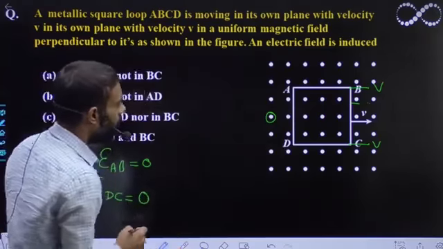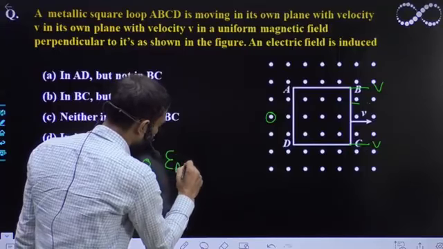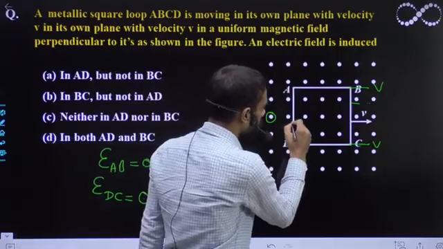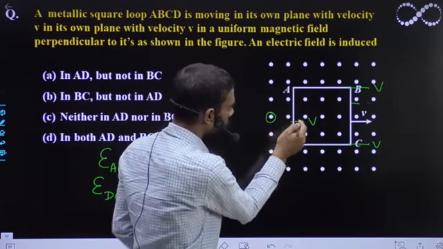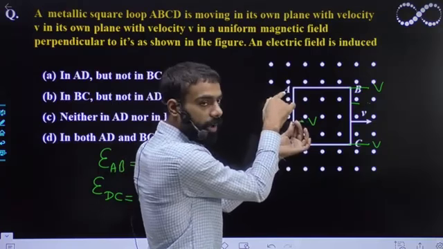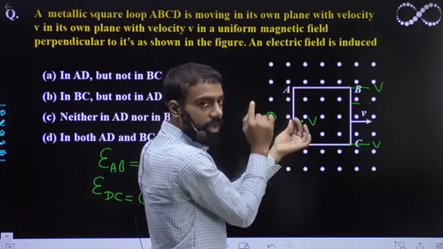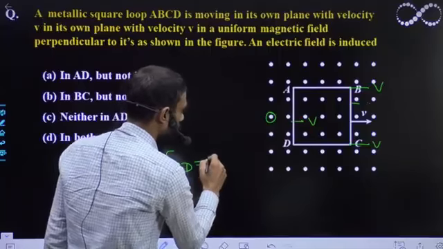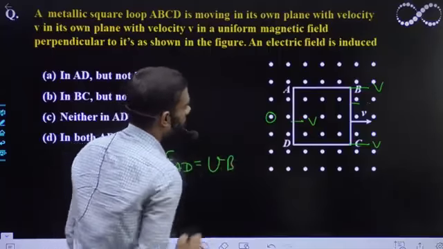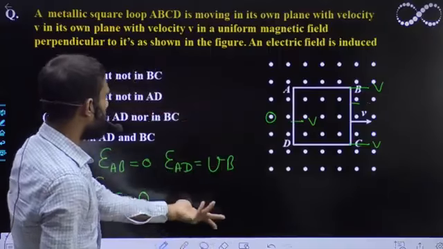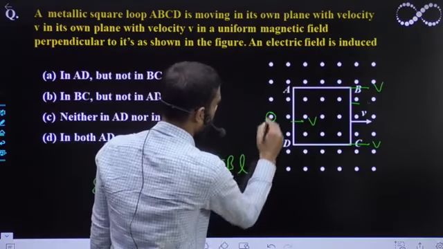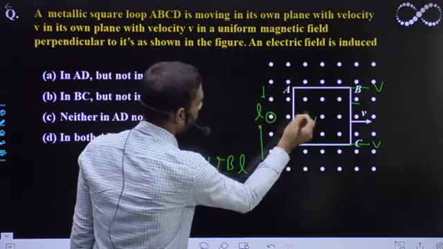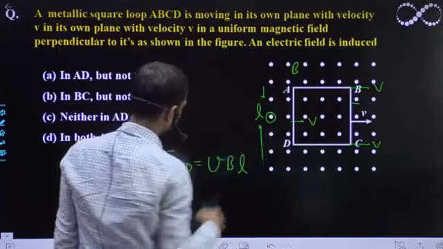Let us talk about AD. EMF across AD. Here you can see the length is like this, the velocity is like this, and the field is like this. So all are mutually perpendicular. So you will get the motional EMF here in this case, and that will be VBL. If I call the length of AD as L, and the magnetic field as B, so VBL.